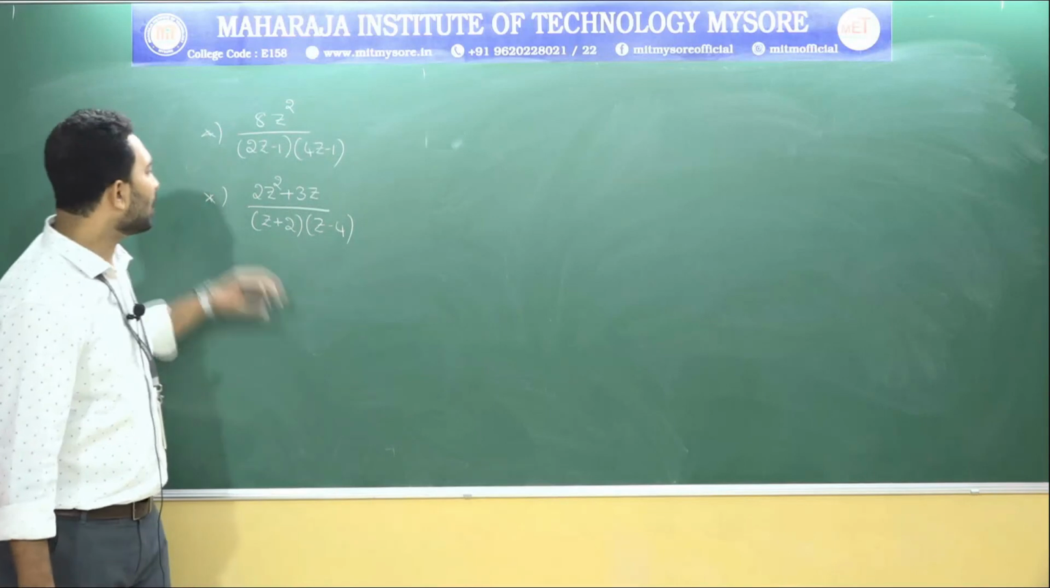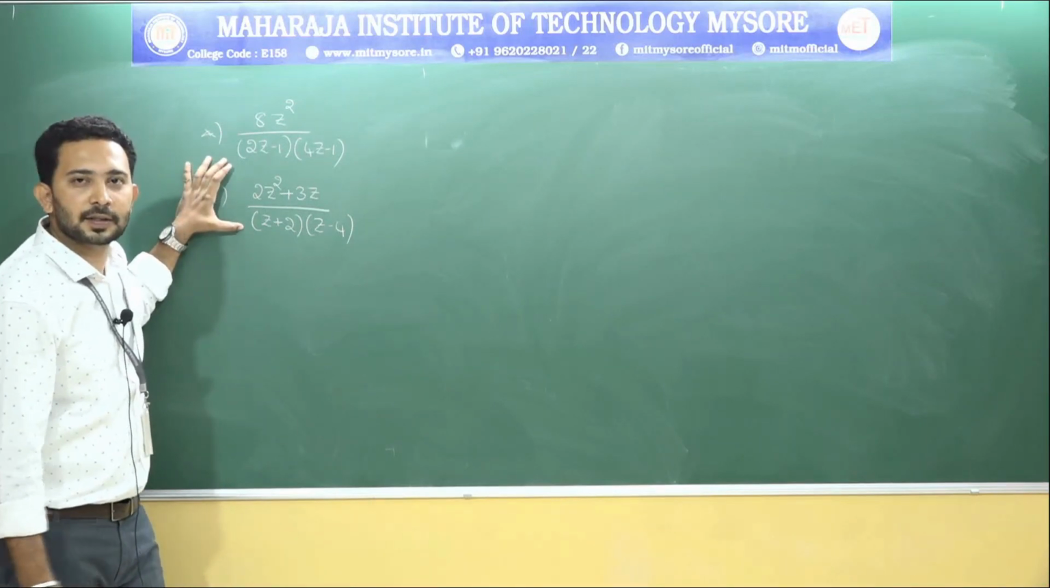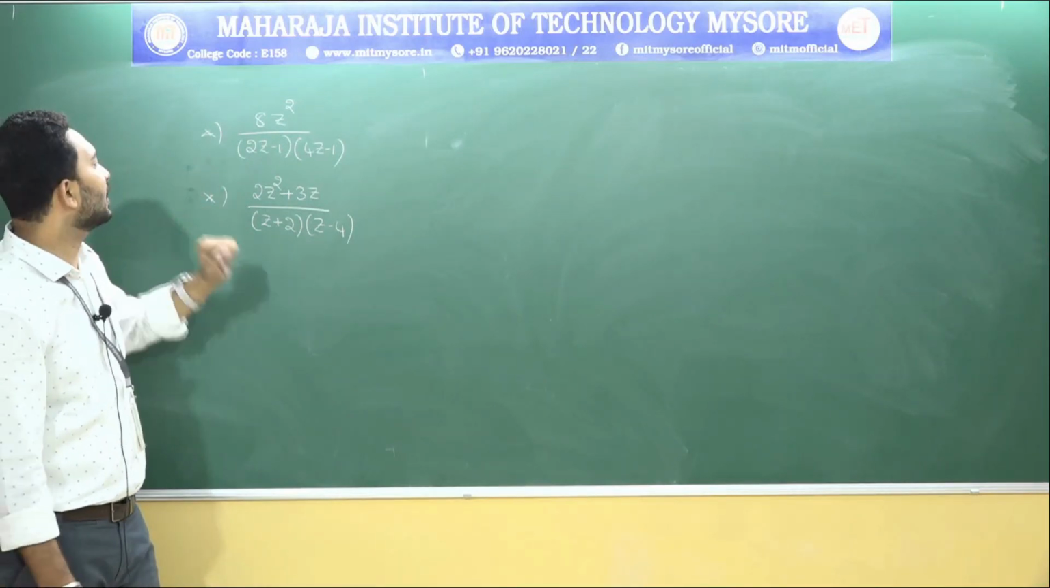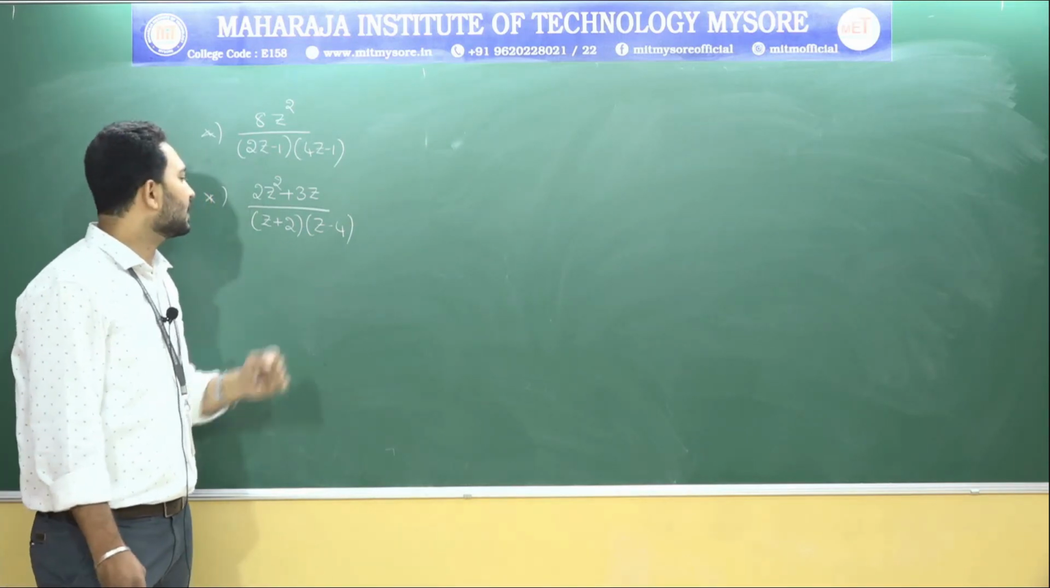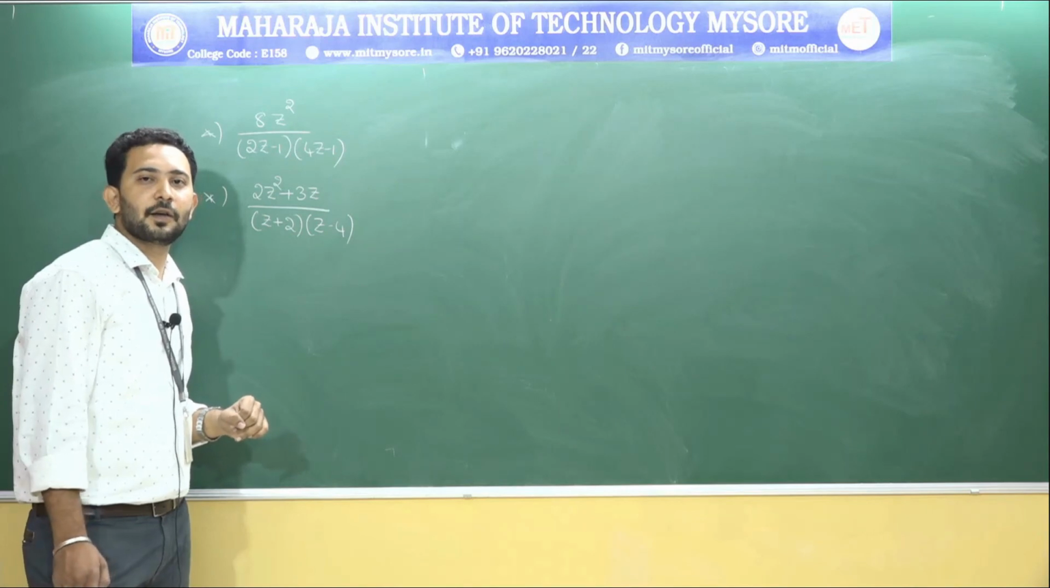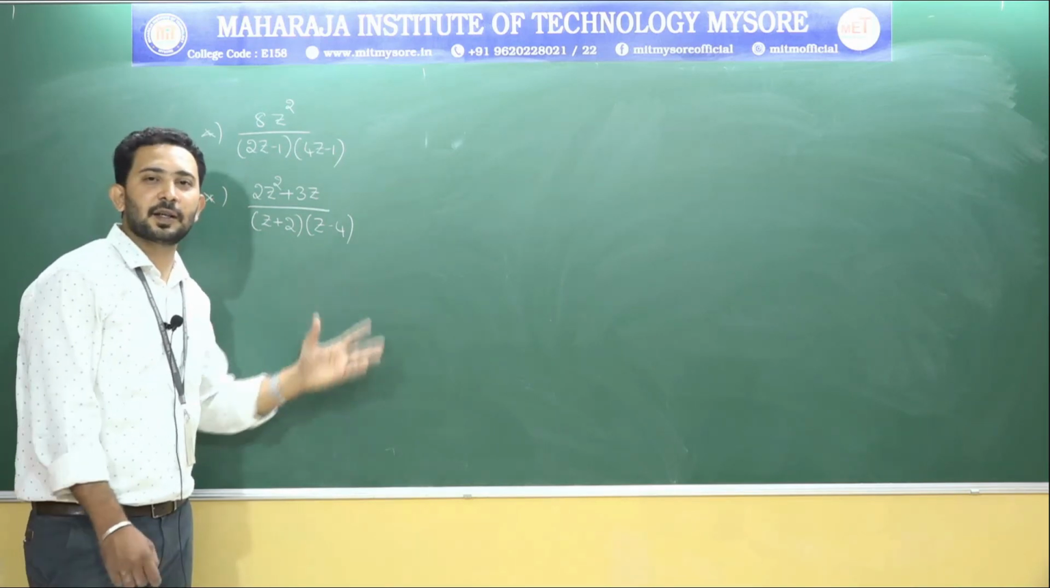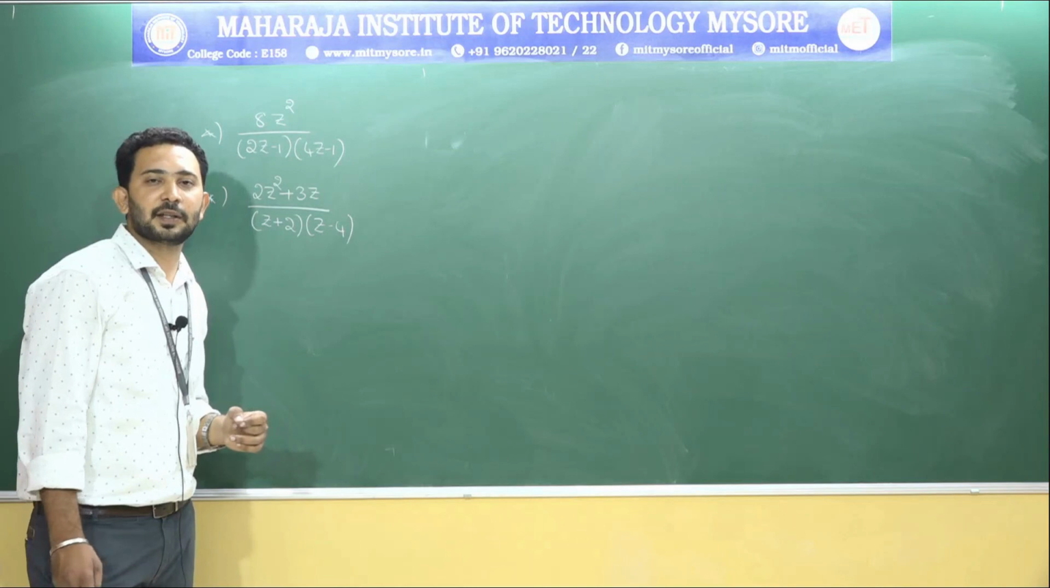Okay, I will give some simple problems to solve yourself. It is 8z square divided by (2z minus 1) into (4z minus 1), and 2z square plus 3z divided by (z plus 2) into (z minus 4). We can simply solve this by using partial fractions method.